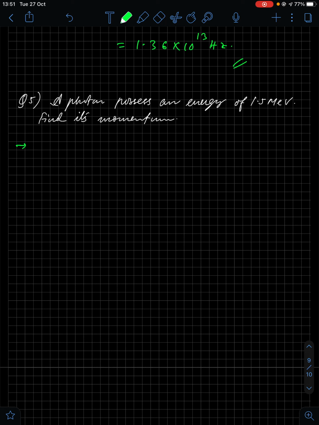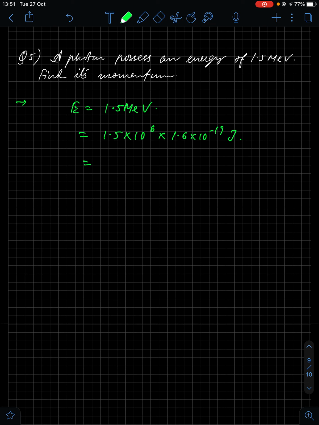So a photon possesses an energy of 1.5 mega electron volt. What is the value of energy given? 1.5 MeV. Now you have mega. First of all, what does mega mean? You have 10 to the power 6 for mega. And you convert it into joule by multiplying with the value of e. So 1.5 into 10 to the power 6 for the mega, into 1.6 into 10 to the power minus 19 for conversion into joule. So this calculation will get you 2.4 into 10 to the power minus 13 joule.